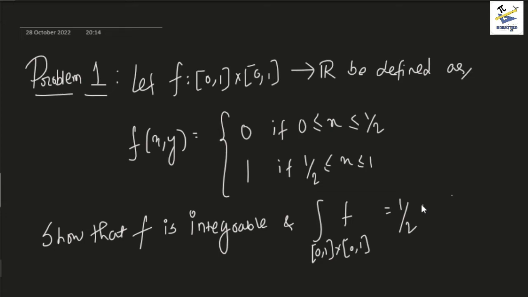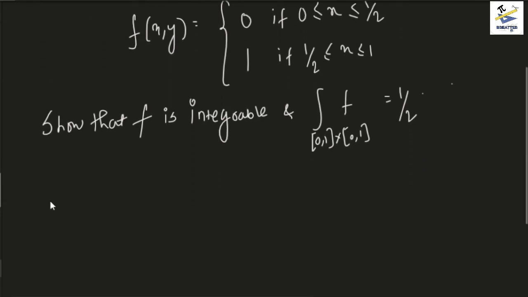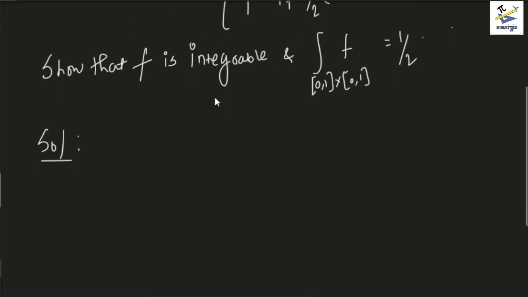We see the problem is saying that the function f of x comma y has been defined like this, and we need to show that f is integrable and the integral of f over the region on which the domain is defined is equal to half. The function is a piecewise function which is 0 if x is from 0 to half, and 1 if x is from half to 1. So let us do all the necessary preliminaries first, and I shall write down the solution, then I shall explain it.